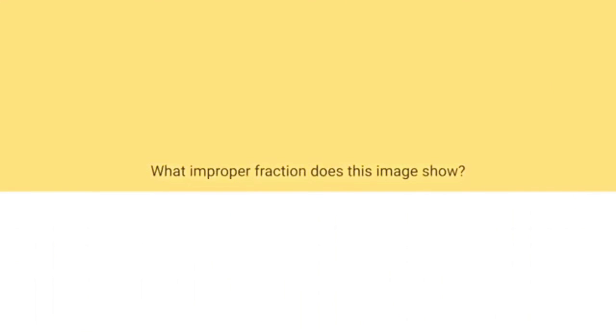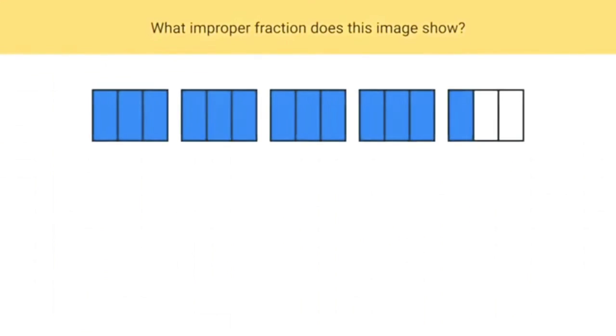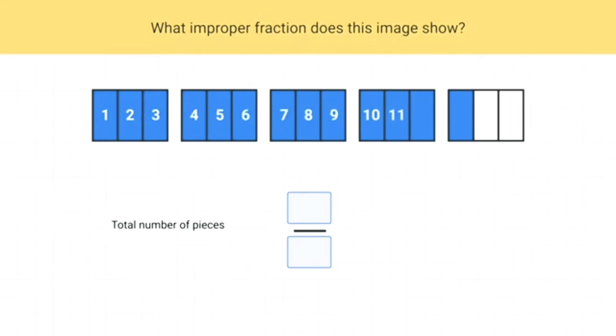Let's write an improper fraction to describe this image. Remember that in a fraction, the numerator is the number of pieces we have. How many shaded pieces are there in total? There's a total of 1, 2, 3, 4, 5, 6, 7, 8, 9, 10, 11, 12, 13 shaded pieces. So our numerator is 13.